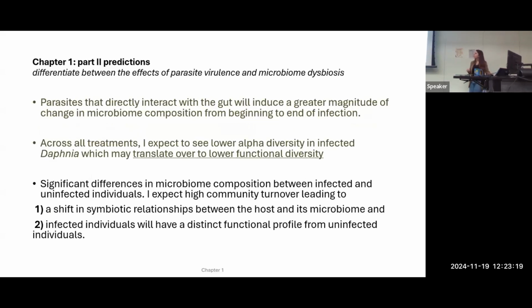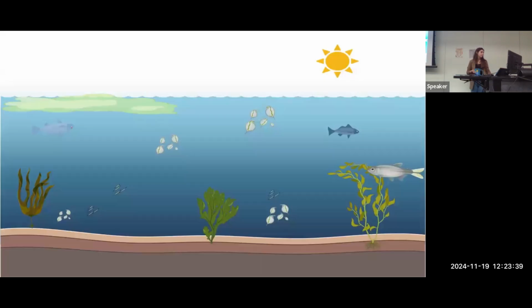Okay. And so this should change once again in our microbiome. The symbionts within us don't stay the same. They're always going to be mutualist or parasitic. So I do expect shifts in the symbiotic relationships between the host and its microbiome, and that the infected individuals will have a distinct functional profile from uninfected individuals.